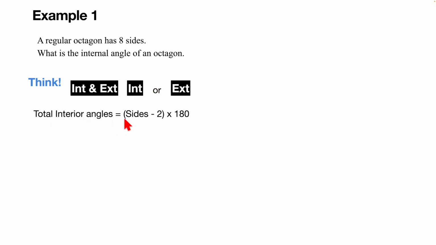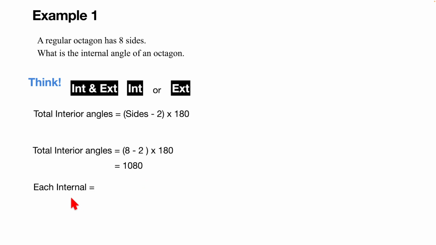Total internal angles, sides minus 2 times 180. Well, that's going to be easy, isn't it? 8 sides, so total angles is 8 minus 2 times 180 equals 1080. I do hope we've got this is a calculator question. Each internal angle, well, there are 8 of them, so 1080 divided by 8 is equal to 135. That's pretty simple.